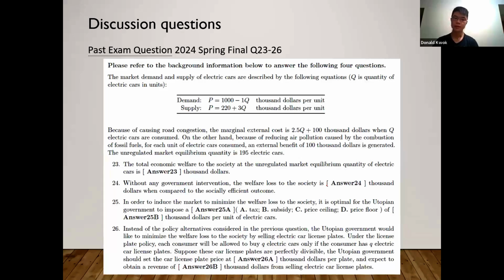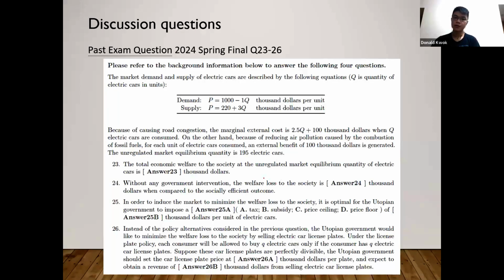All right, so let's start with the explanation. As you may be aware, there are both external cost and external benefit for this question. So how can we deal with this problem? Don't panic, at least don't panic after listening to my explanations. In any case, let's try to find out the socially efficient quantity and market equilibrium quantity so that we can move on to analyze the total economic welfare and also to find out the welfare loss and something like that.